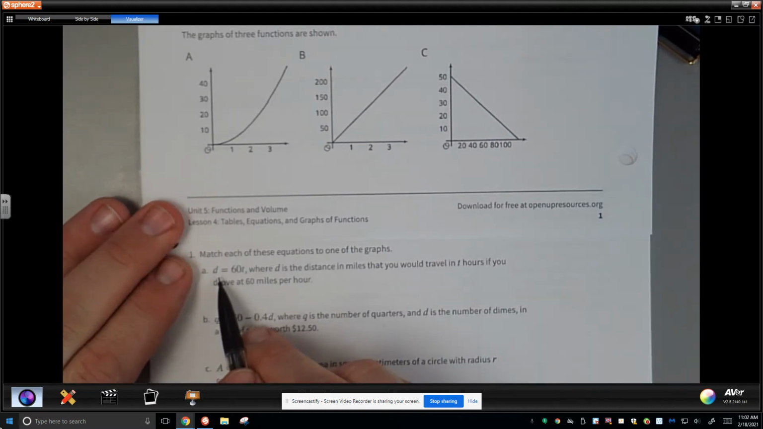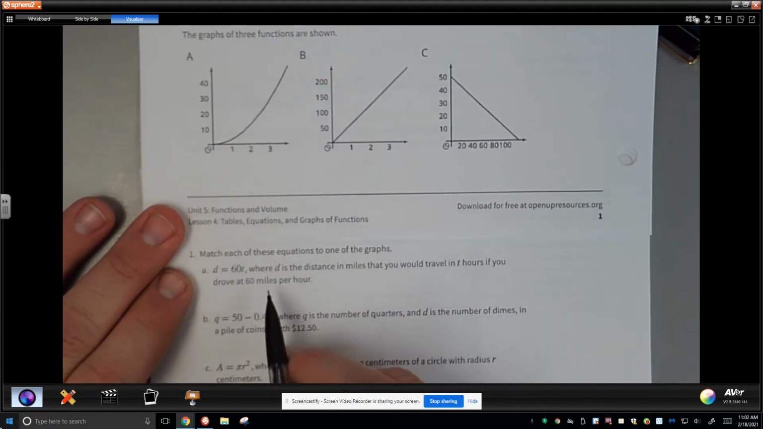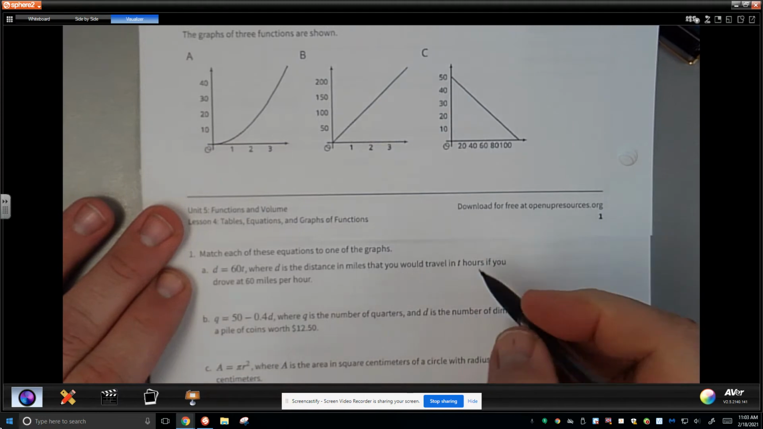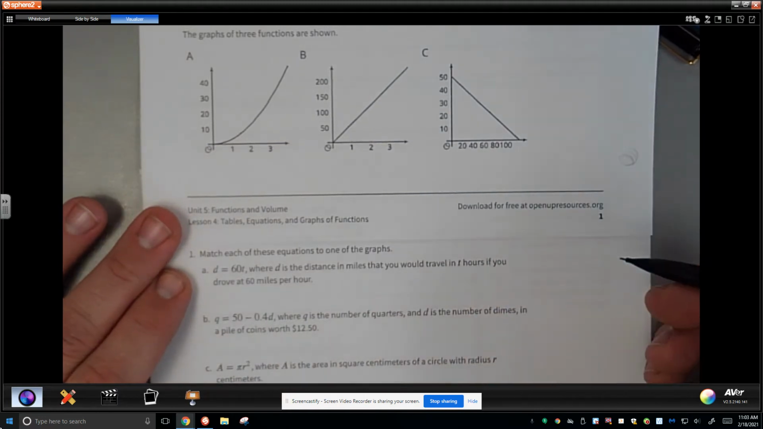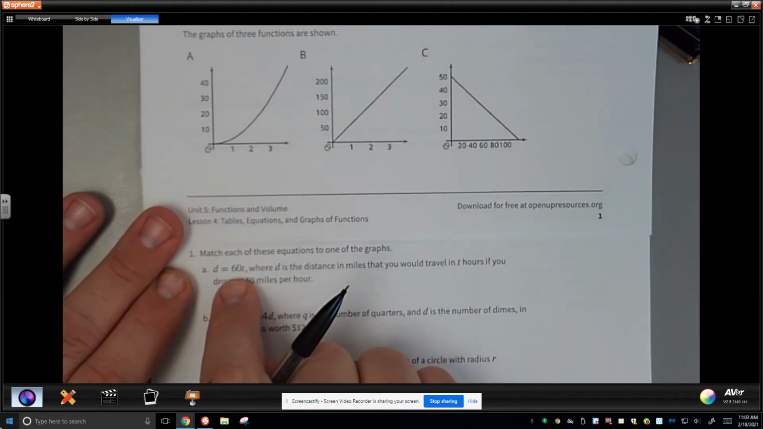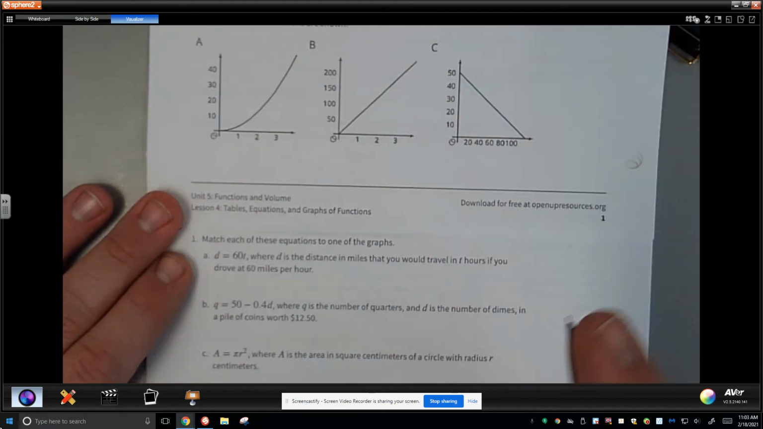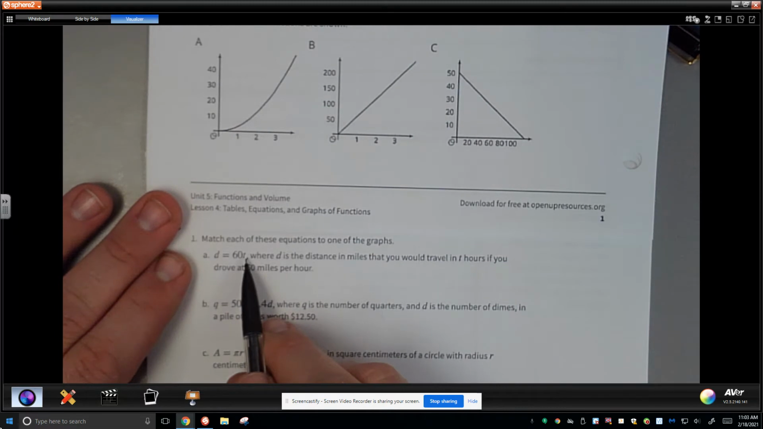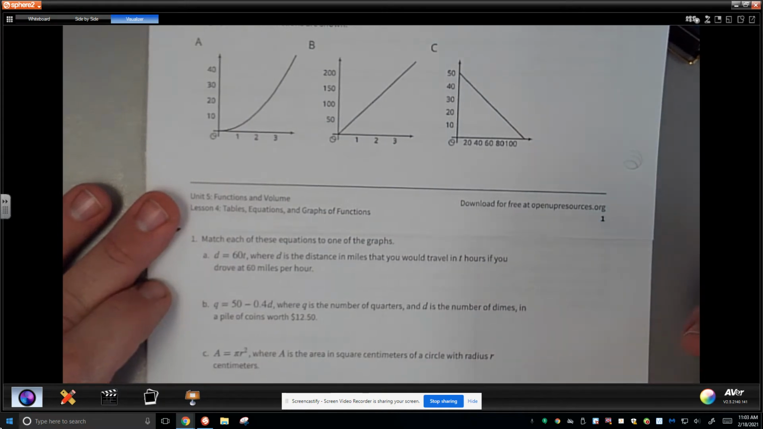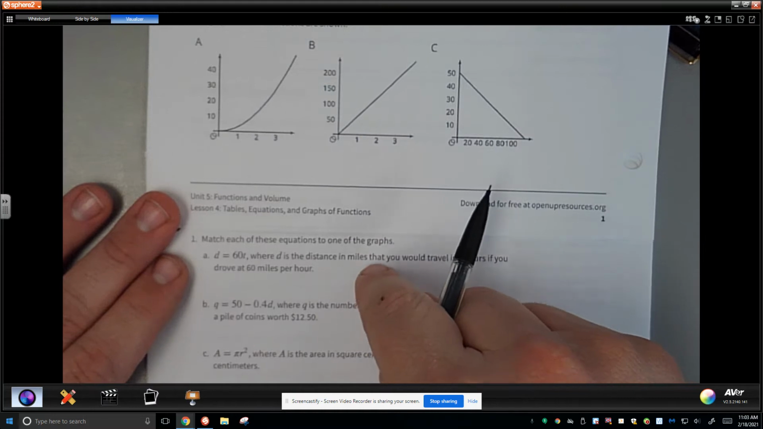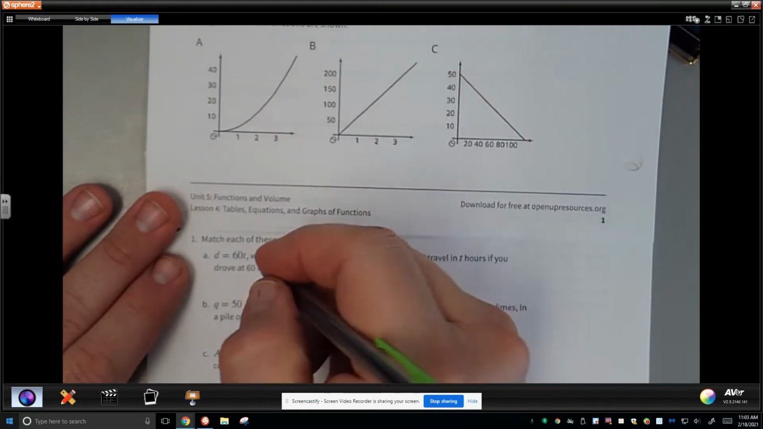First off, letter A says D is equal to 60t, where D is the distance in miles that you would travel in t hours if you drove at 60 miles per hour. Well, recognizing that this is a constant rate, that means that this is going to be a straight line. I would also recognize that I'm starting at 0, 0 because there is no y-intercept. It just means that we're driving 60 miles per hour somewhere. And so when I look at this, I'm looking at the graph of B.